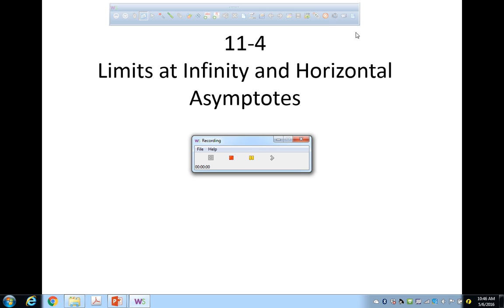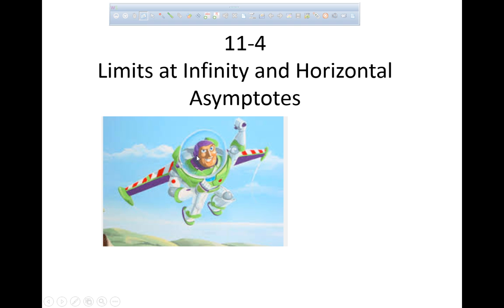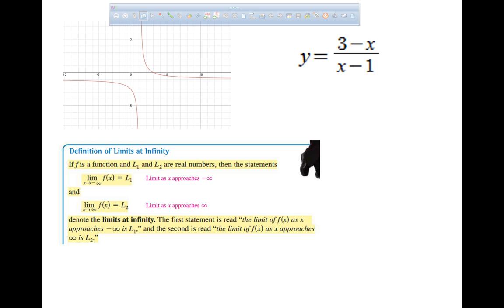This is called limits at infinity, and we're recording. And horizontal asymptotes, and you already learned, look, to infinity and beyond. So limits at infinity and beyond, and horizontal asymptotes. That's what this is all about.